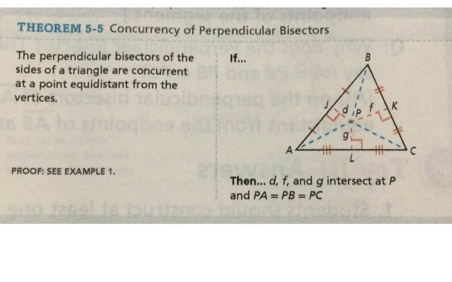So it says if you have this drawing, then D, F, and G all intersect. That means they all meet at point P, and then P to A is equal to P to B, which is equal to P to C.